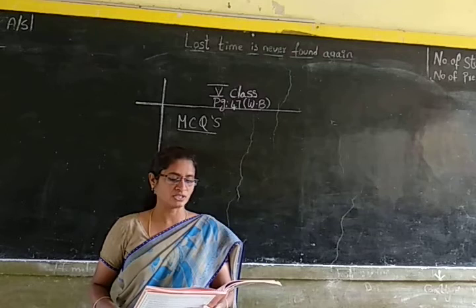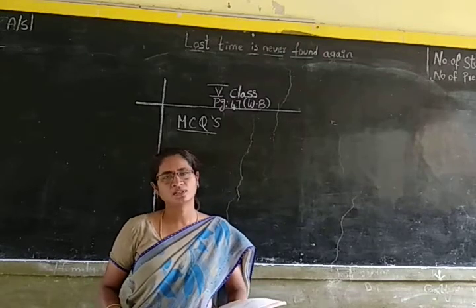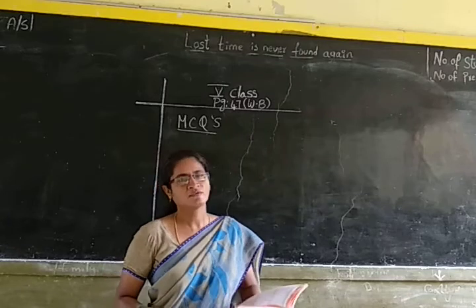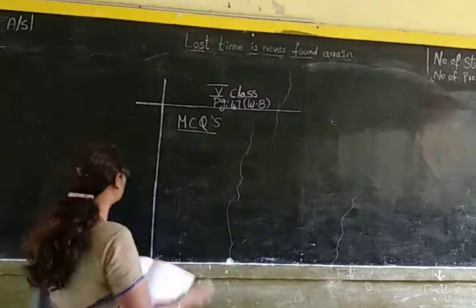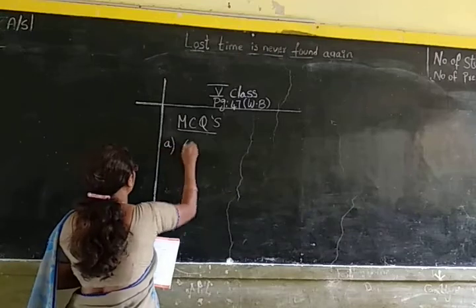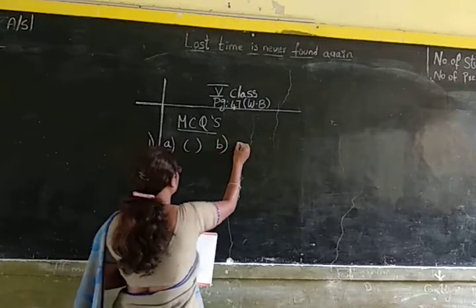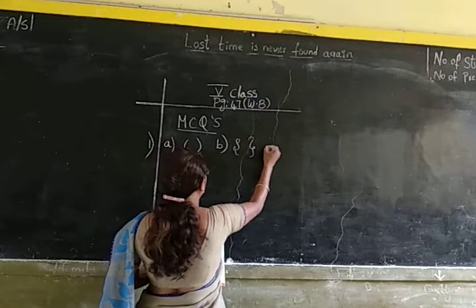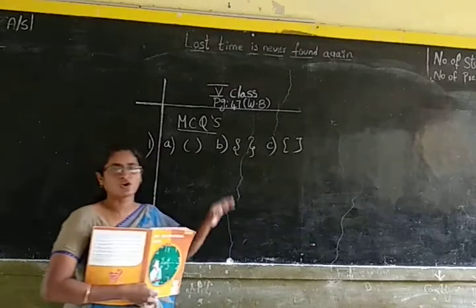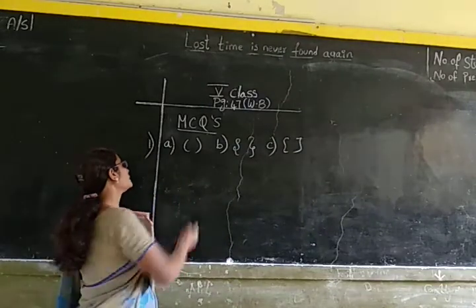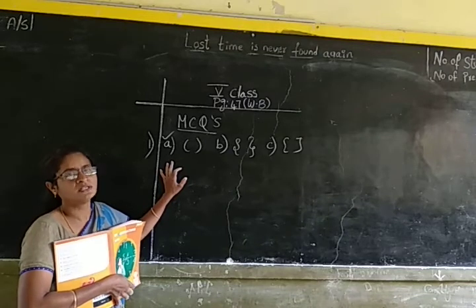The first question is: the bracket which is solved first is. You all know that there are three kinds of brackets. Now we have to see which bracket is solved first. The first option is round bracket, the second option is flower bracket, and the third option is square bracket. So which bracket is solved first? The round bracket is solved first. So all of you pick the first option, that is option A.